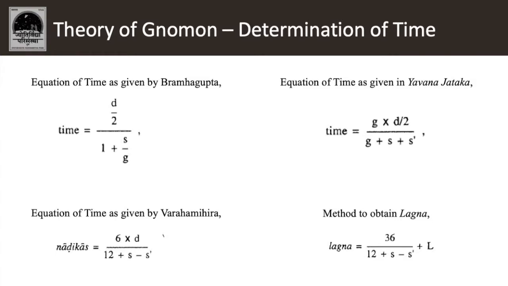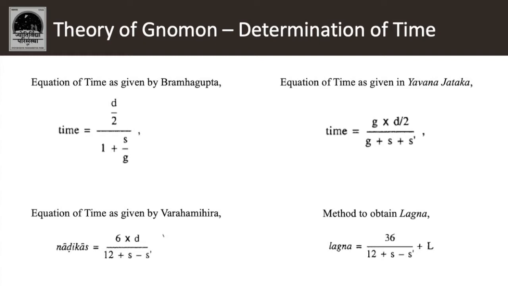Now to determine the time. I will not get into the derivations of these formulas, I'm just trying to show you the formulas for how to determine the time. The first formula was proposed by Brahmagupta. Time is equal to d by 2, where d stands for the day length. So d by 2 is simply half of the day, because only in that time is the sun available to you, from 6 a.m. to 6 p.m.